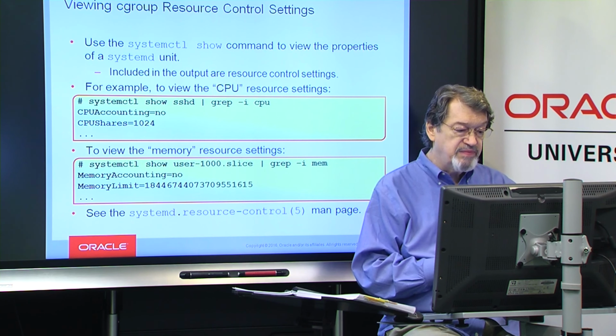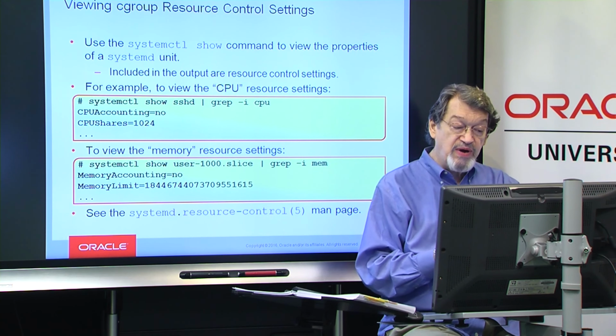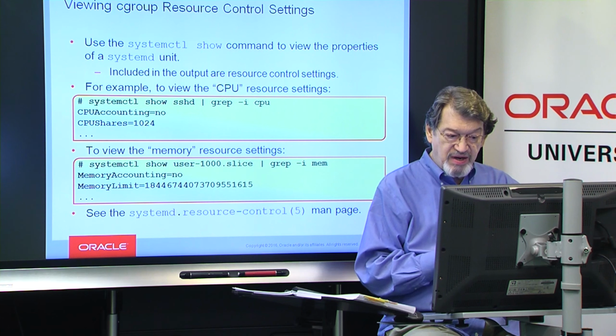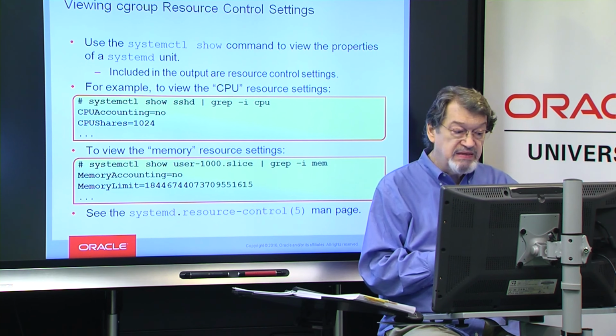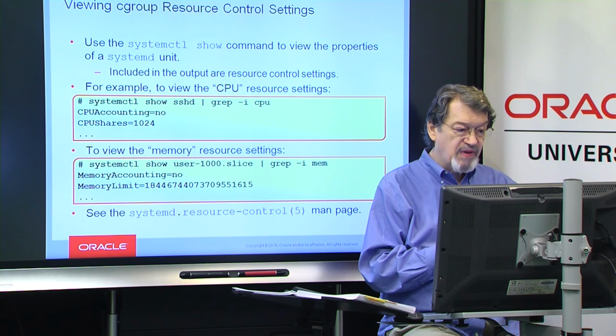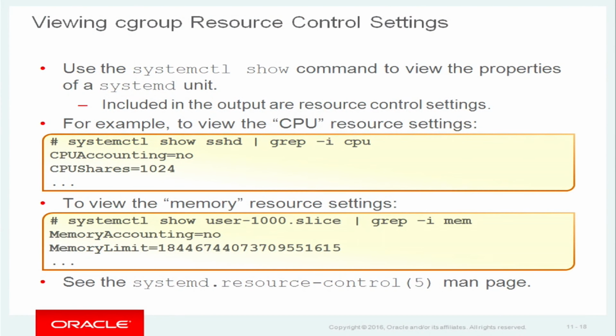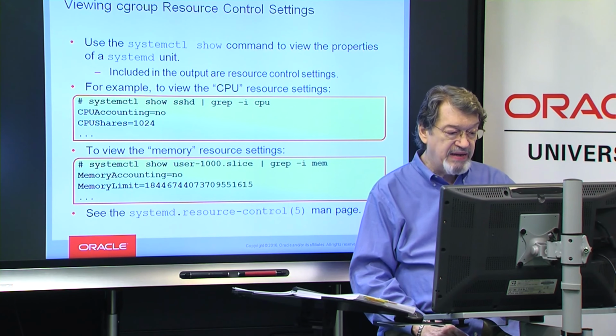Here, systemctl show sshd, let's grep -i CPU, and we get CPU accounting, CPU shares, all right? And once again, that 1024 number, as I recall, is the default. It's not something that you configured, okay? But the notion is you could reset it, all right? And we'll show you how.